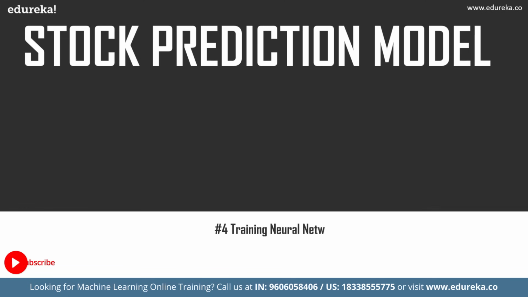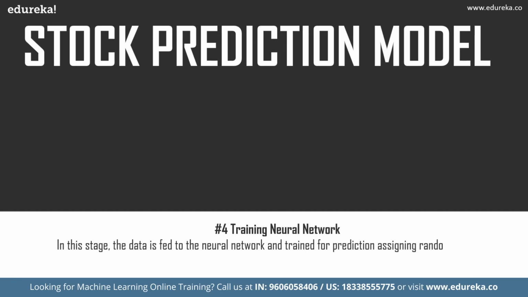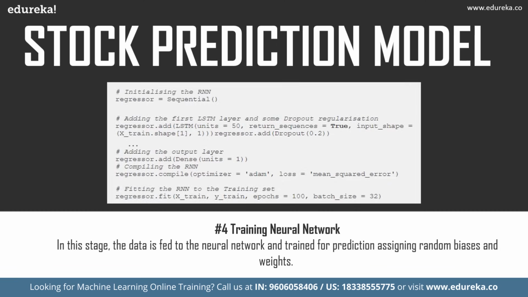With that, we are moving on to stage 4, which is the most important stage here, and that is training the neural network. In this stage, your data is going to be fed to the neural network and trained for prediction. You're going to assign random biases and weights to your model. Now, this LSTM model is composed of a sequential input layer followed by 3 LSTM layers and a dense layer with activation, and then finally a dense output layer with the linear activation function.